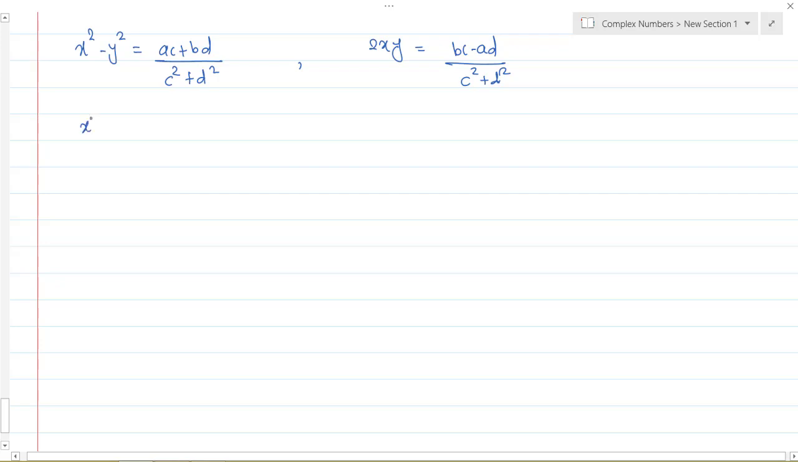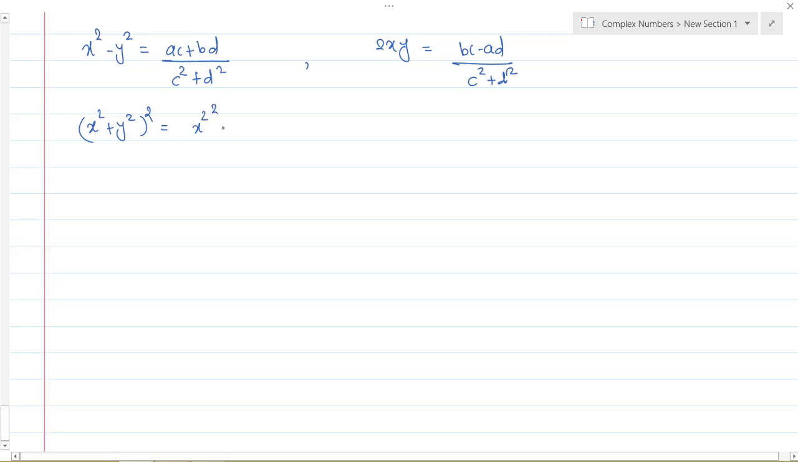So (x² + y²)² is equals to what? x⁴ plus 2x²y² plus y⁴. Okay, now this is the expansion, but we have these two values with us. But if you see here, right now none of the values is of any use to us.